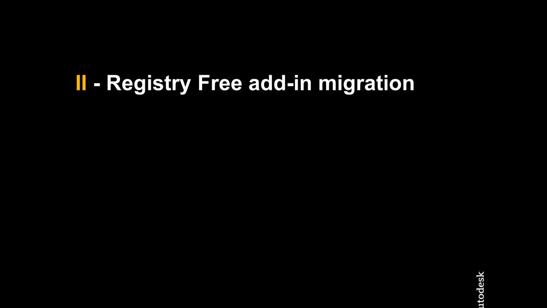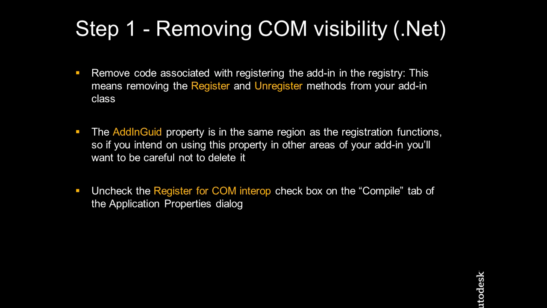Let's talk now about the migration of existing COM-based add-ins to the registry-free format. The first thing is to remove the COM visibility. So for .NET, you will need to delete the register and unregister methods from your add-in. The add-in GUID property is in the same region as those register and unregister functions. So if you intend on using this property in other areas of your add-in, for example, while creating user interface ribbons, you want to be careful not to delete that property.